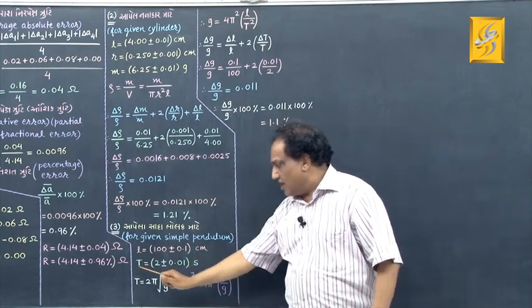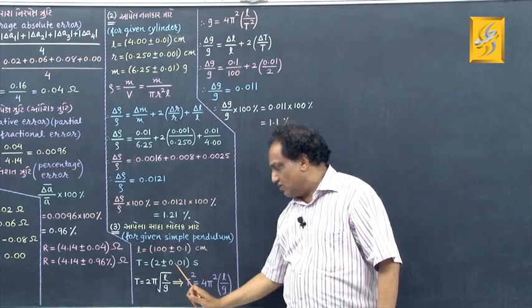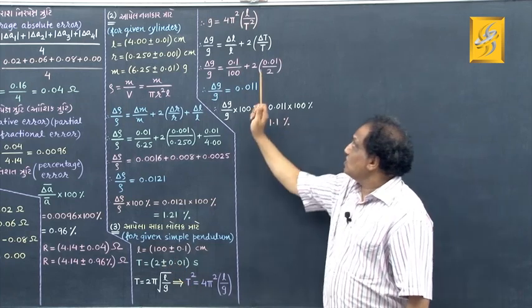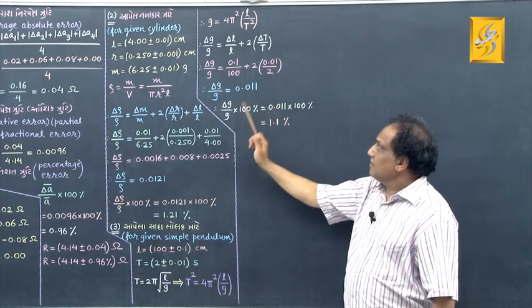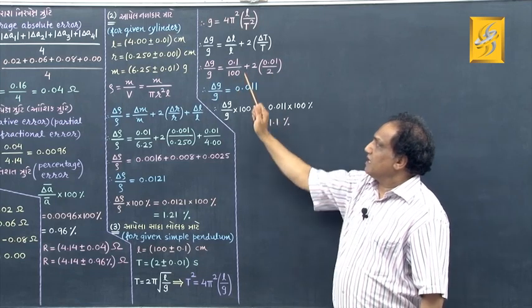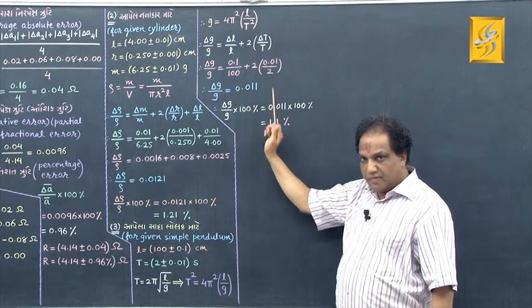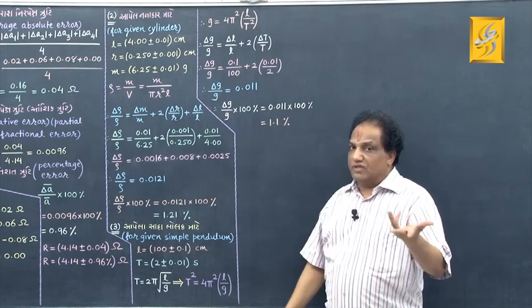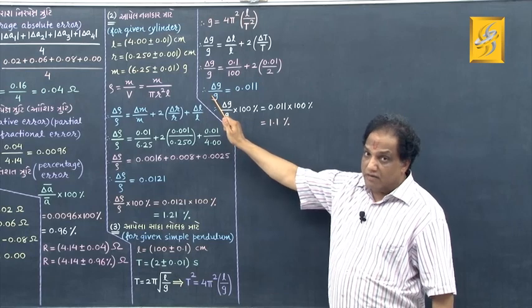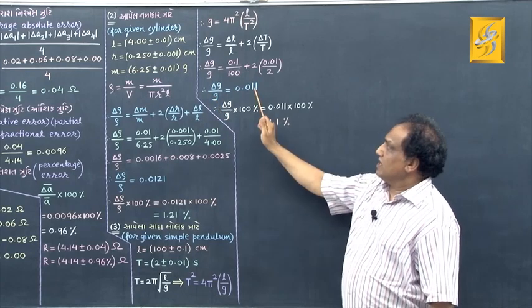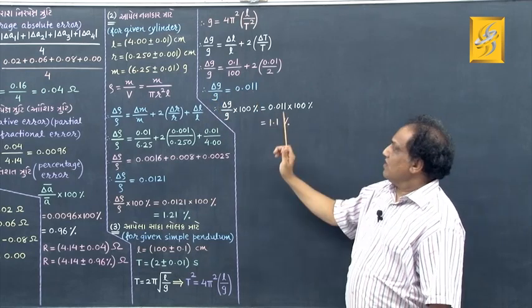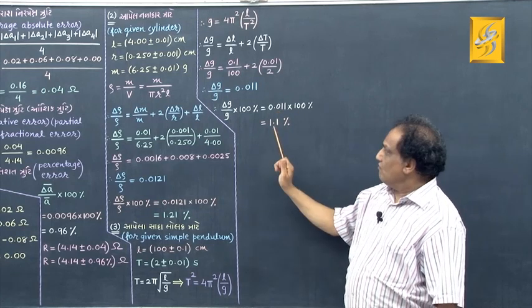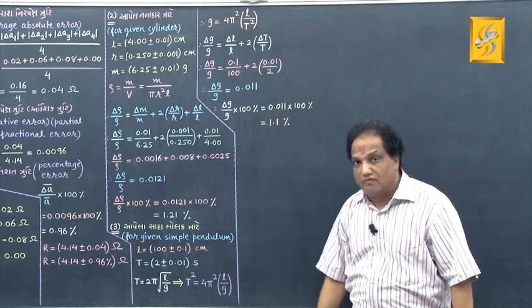In the measurement of periodic time, this is delta T, this is T. So, it is 0.01 upon 2, right. Now, simplify this right hand side, it comes out to be 0.011. Now, we want percentage error in G. For that, we must multiply this relative error by 100%. So, multiply here also by 100%, and when you do that, this will come out to be 1.1%.